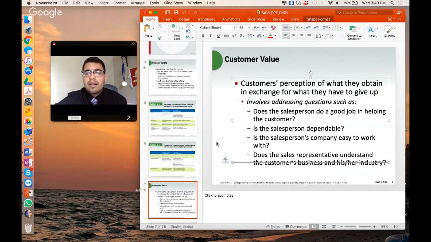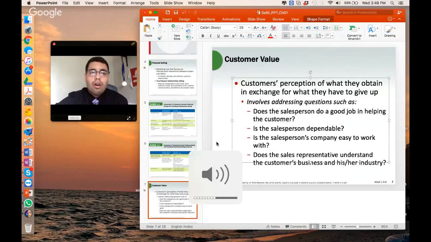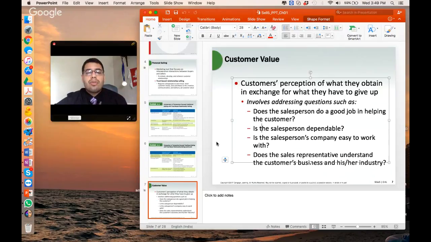So maybe restaurants try to sell the products to different people in different ways. McDonald's kind of sells it in a very low cost model, right? But then you have something like Fuddruckers, which is a little more quality based. What's the value to a customer? That's how you kind of push a product. Does a salesperson do a good job in helping the customer? If you're a salesperson, you're aiding to push a product. Are you giving value to this customer by explaining more about the product? Is a salesperson dependable? Because obviously if I have questions, I need that salesperson right away.